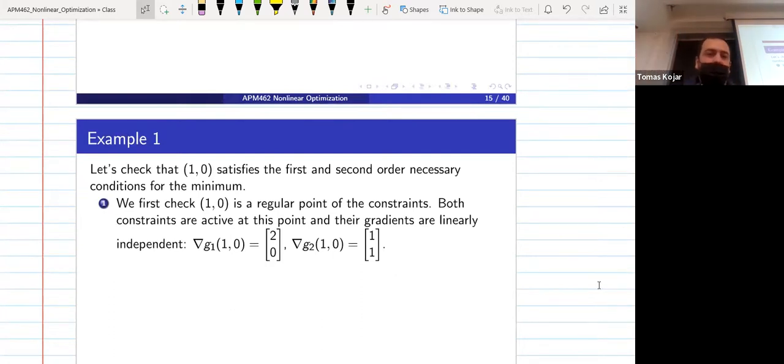Also need regular points. So I'm just doing it step by step, as you will have to do in some of the questions in the homework. To show regular, you need the gradients to be linearly independent. Can someone tell me why they're linearly independent? What's a quick way to check linear independence when you have two vectors? What's the fastest way? Do you remember? You form a matrix.